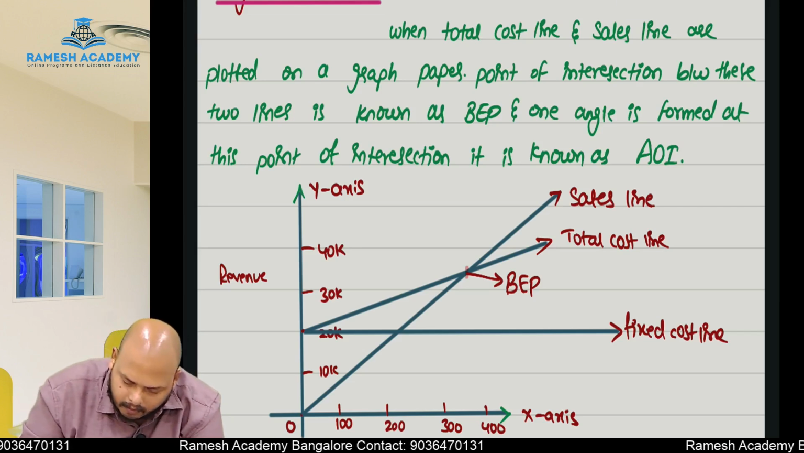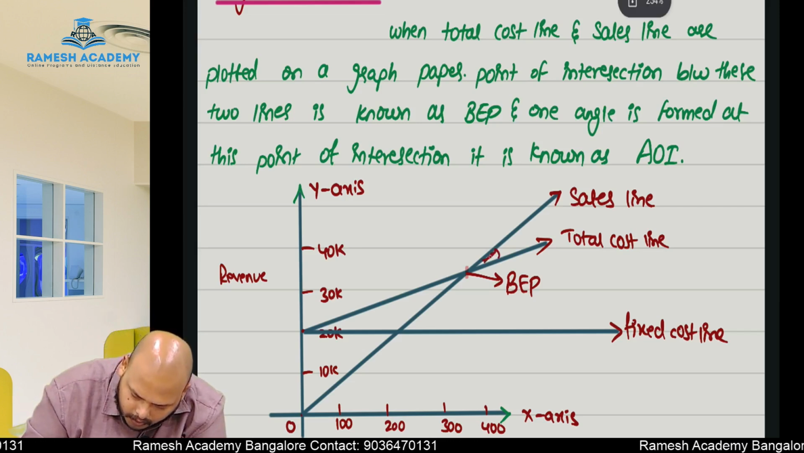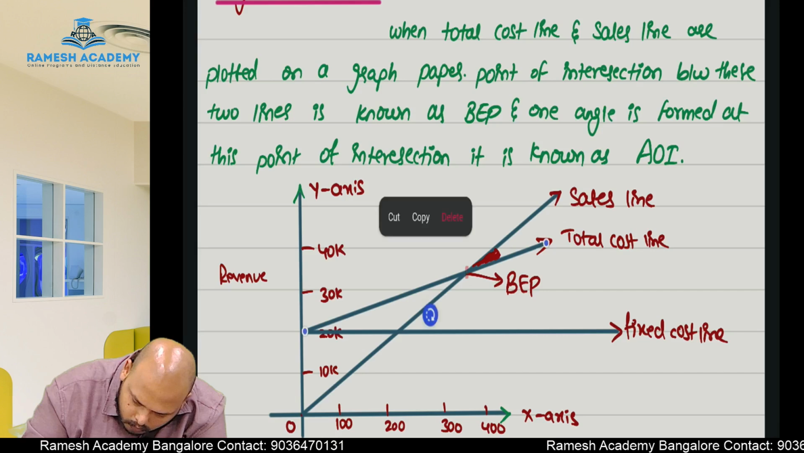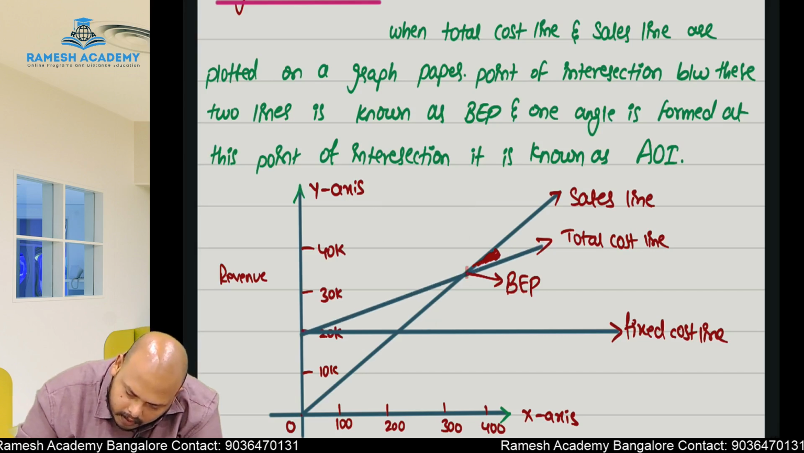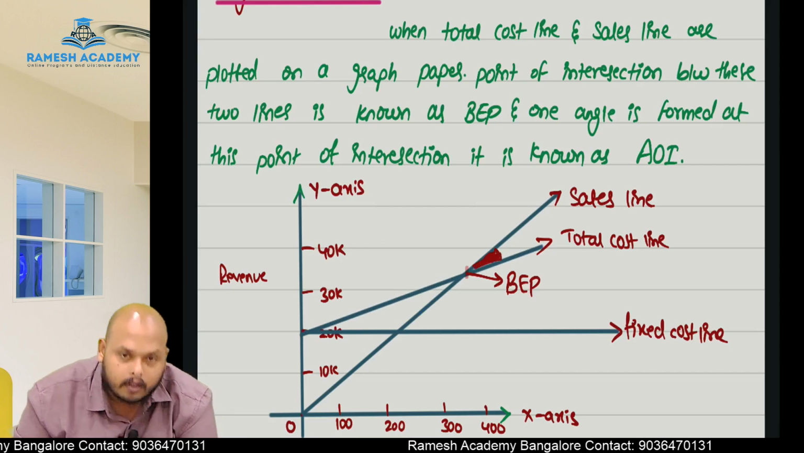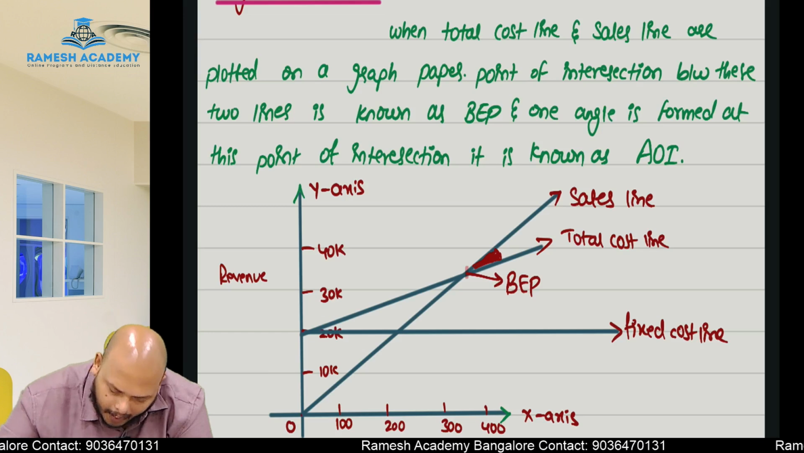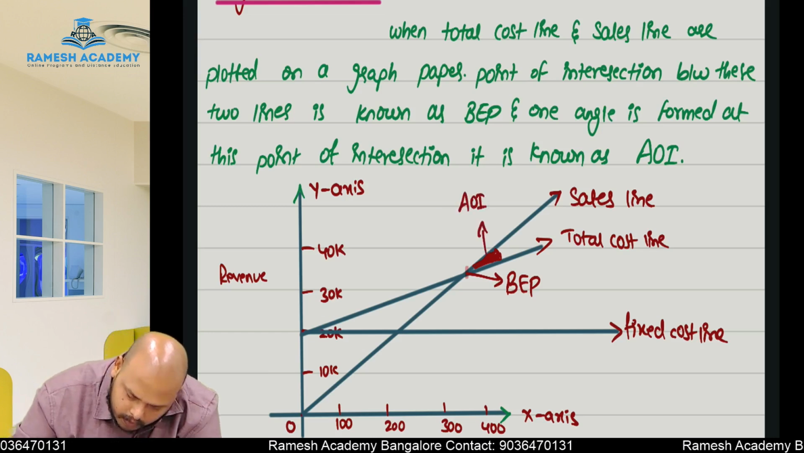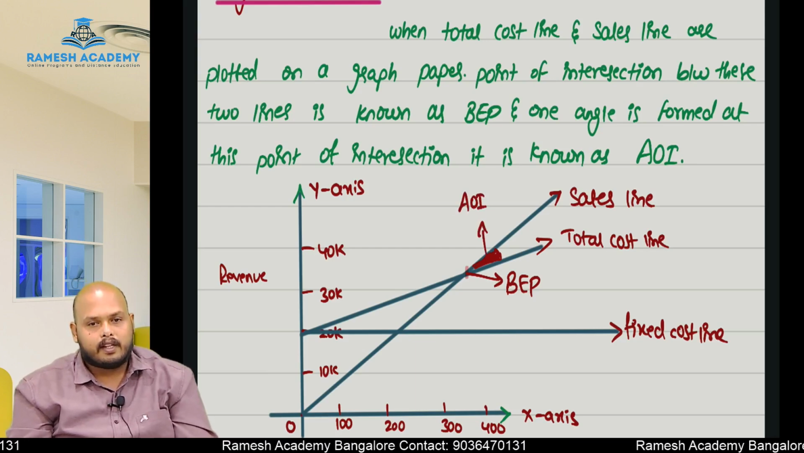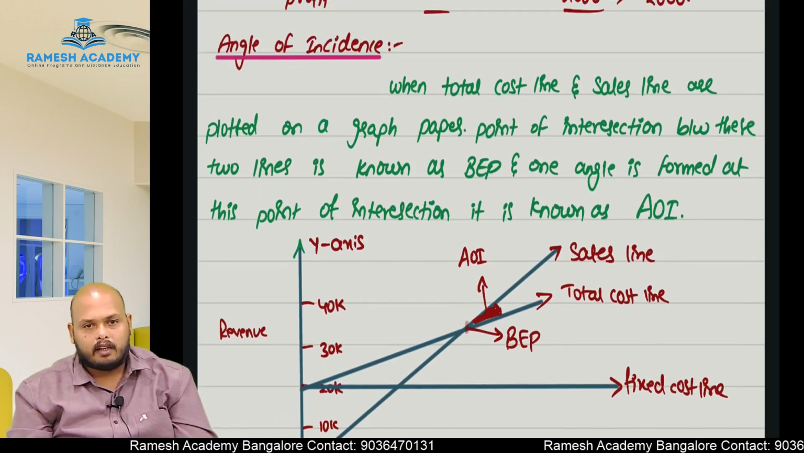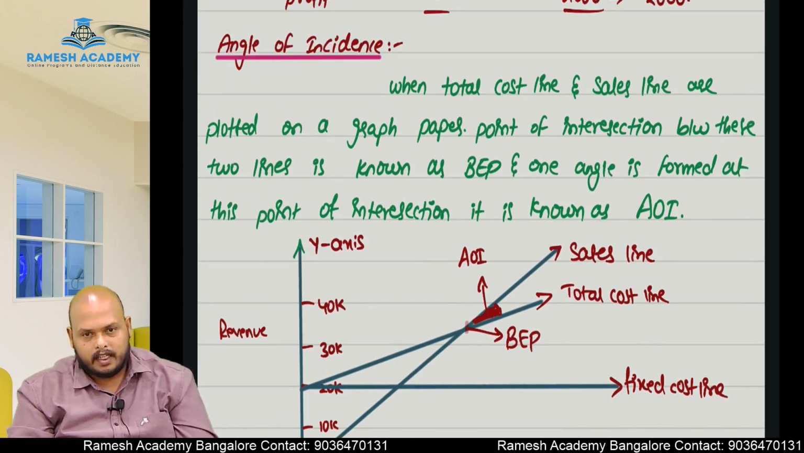Next, one angle is formed here. You can see this angle which I am shading with color. This angle which I have shaded is called the angle of incidence. So this is the concept of angle of incidence.